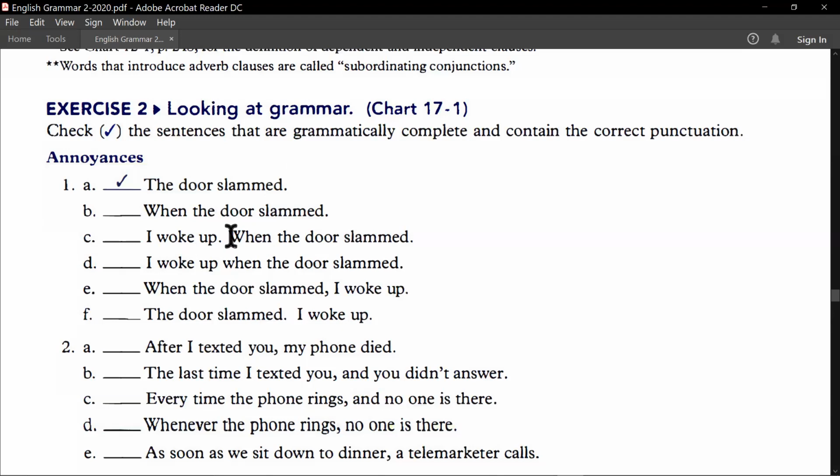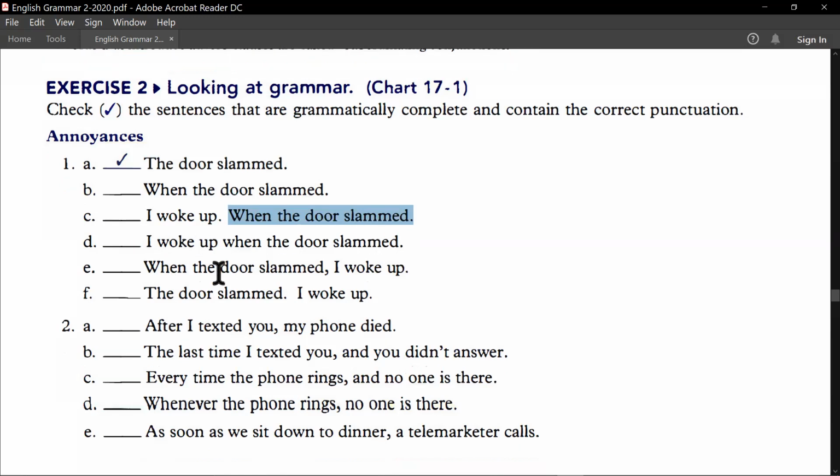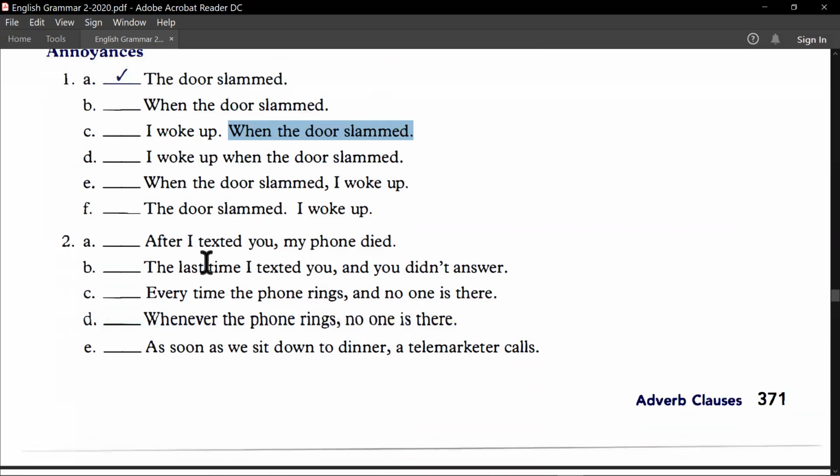I woke up when the door slammed. The previous one is incorrect because it is a fragment. It cannot stand alone. It cannot start with a capital letter and end with a period without being attached to a main clause. Okay? I woke up when the door slammed. This is correct. You can do the rest.